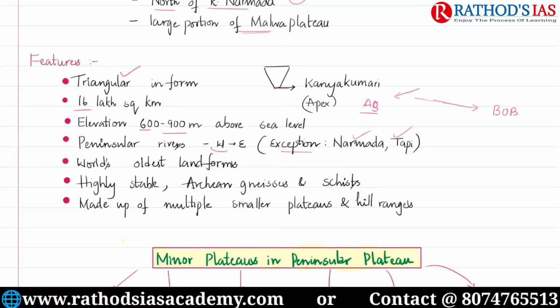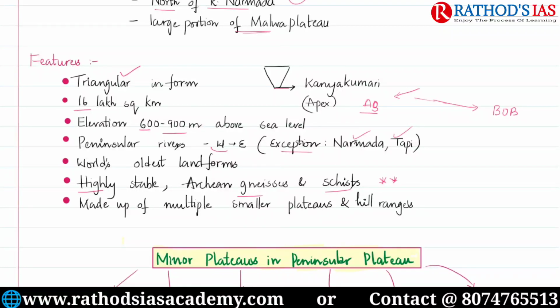And actually one more thing here is that it is one of the world's oldest landforms. So the Peninsular Plateau is one of the oldest landforms of the earth. And I can even say that this Peninsular Plateau is highly stable, and it mainly contains Archean gneiss as well as schists. So this will be your potential prelims question.